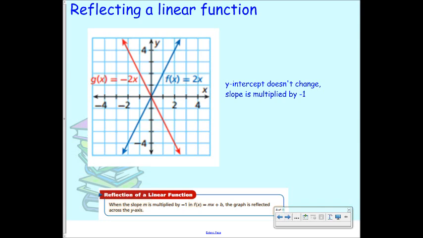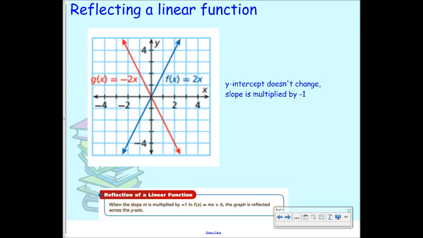So the only thing that changes in a reflection is that the slope changes signs. The number does not change at all. So it just goes from being negative to positive, or if it were positive, it would become negative. You're only changing the sign, and that will do a complete reflection of your line. If it was going positive, now it will go negative.